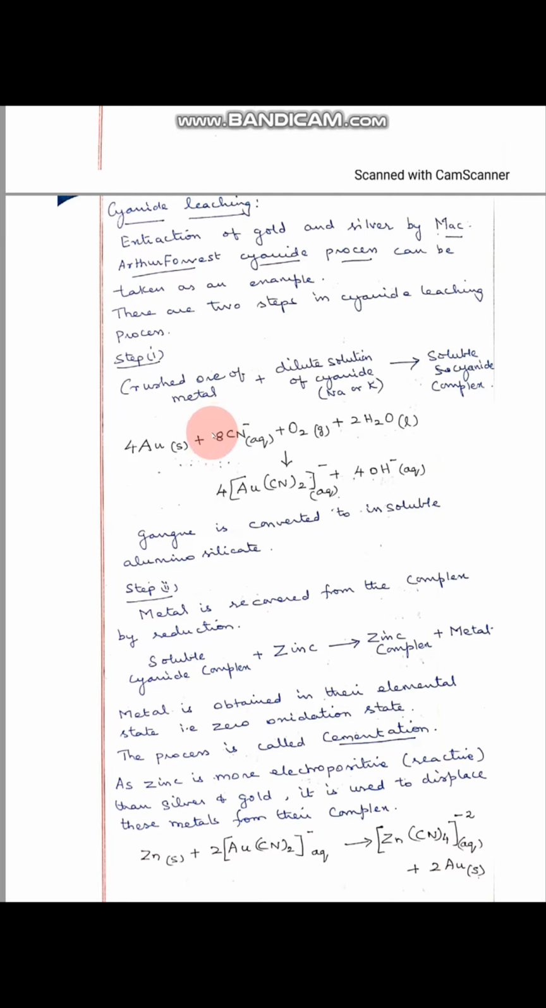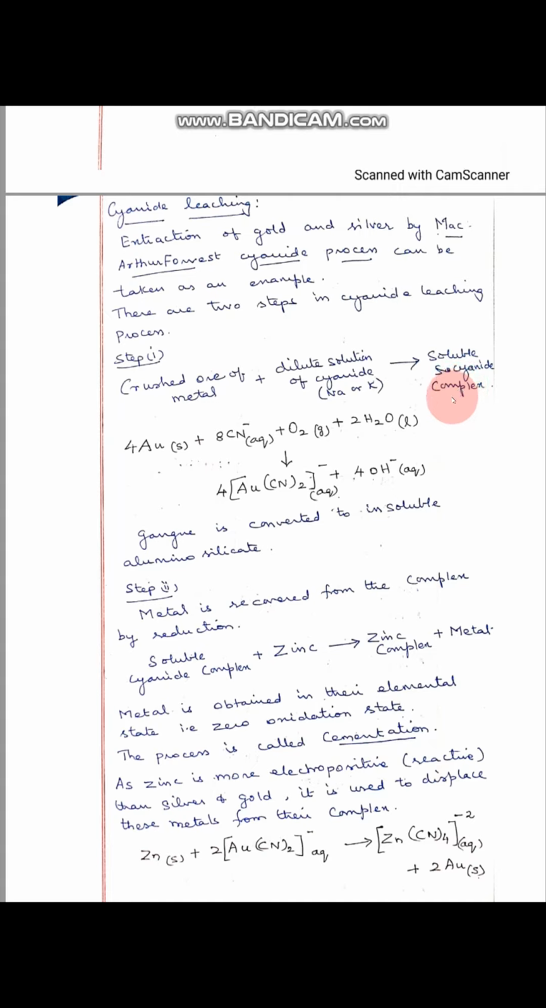This cyanide leaching is very important, and it is mainly used for the extraction of gold and silver by a process called the MacArthur-Forrest cyanide process. Here there are two main steps. First step, you take the crushed ore and allow it to react with a dilute solution of cyanide, maybe sodium or potassium cyanide. This will convert the metal into a soluble cyanide complex.